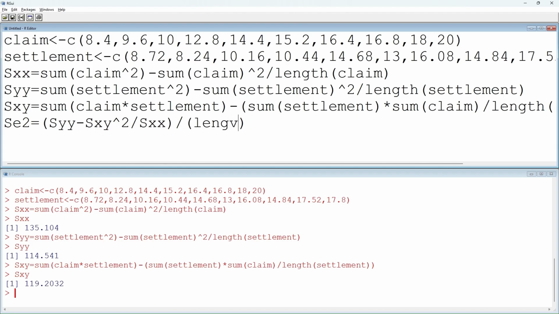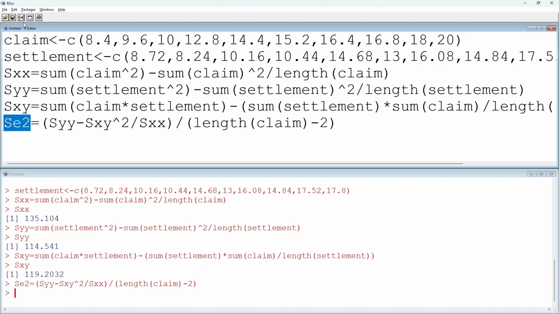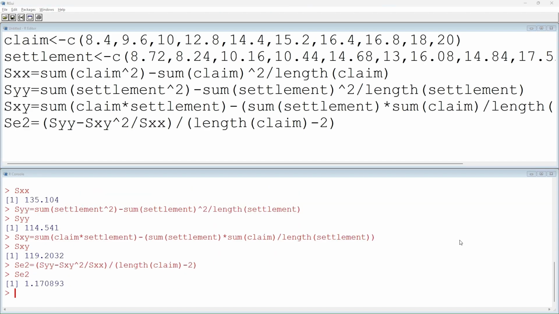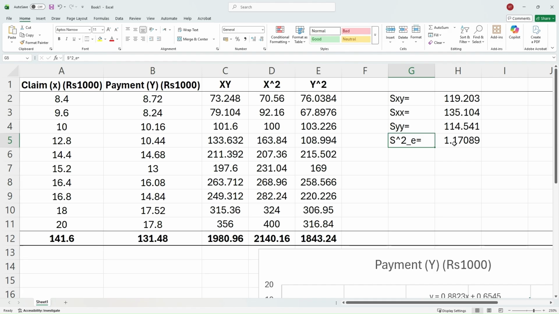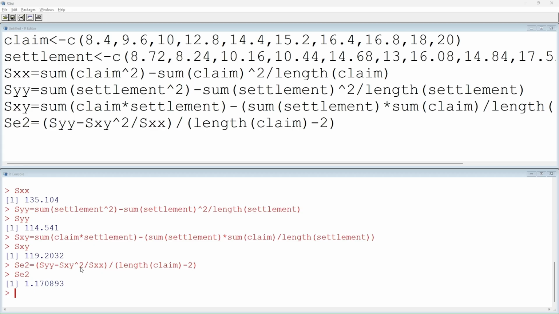Length gives you what, by the way? If you are not getting what I mean by length, it's just 10 in my case, all right? Length of claim is 10, length of settlement is 10, it's the same thing, divided by minus 2. So if you want to obtain the residual error variance, that's as simple as this. We can execute that and quickly check what we got as a value, 1.17. So let me check that again. 1.17089, 1.17089. You see, as simple as that.